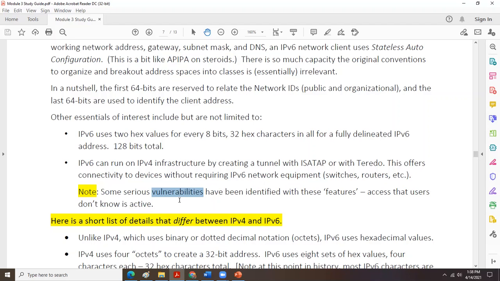And because of that, if you don't have a completely functional IPv6 setup, then you shouldn't run it at all. Otherwise, these tunnels can set up and people can get into places they're not supposed to. Does that make sense?